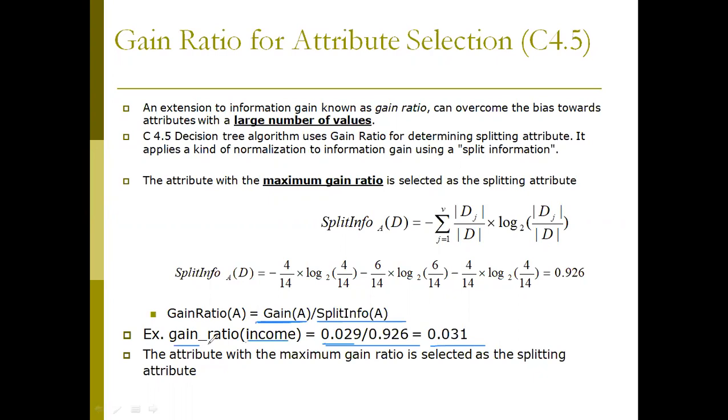Likewise, you are going to calculate for age, student, and credit rating, for all attributes. Which attribute has the highest gain ratio? That is the best attribute to perform a split, right? This is the gain ratio measurement. Thank you.